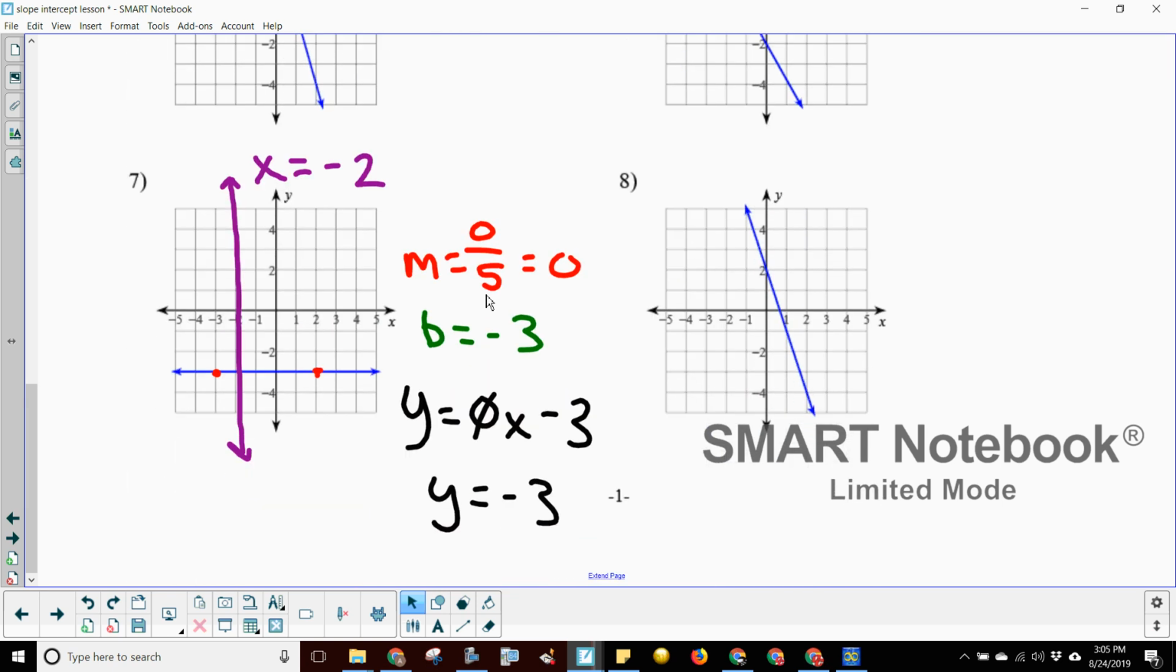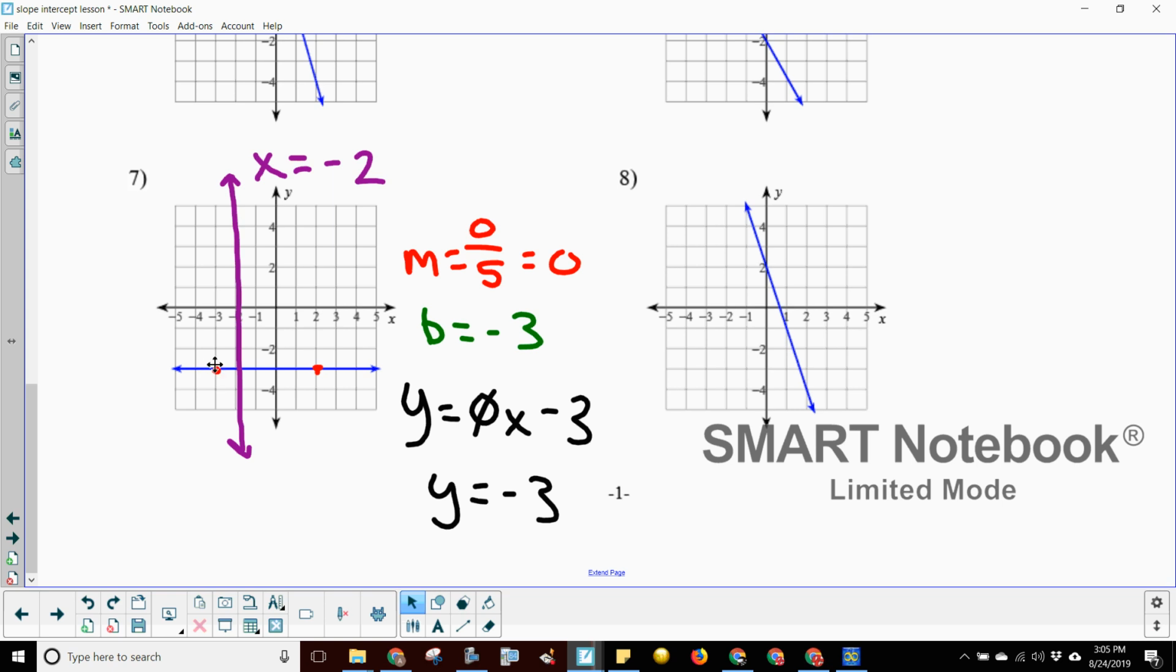I did want to show you this one here, number 7. We have this horizontal line, and so we don't have a rise over run, and so my slope is 0. Because 0 over, well, it didn't give me any points, so let me just pick that one and that one. 1, 2, 3, 4, 5. My run is 5, so 0 divided by 5 is 0. And then from my origin, I go 1, 2, 3 down. That's my value for b.